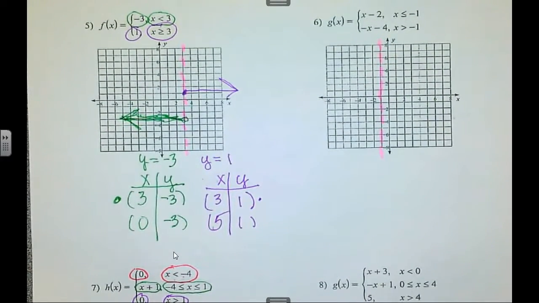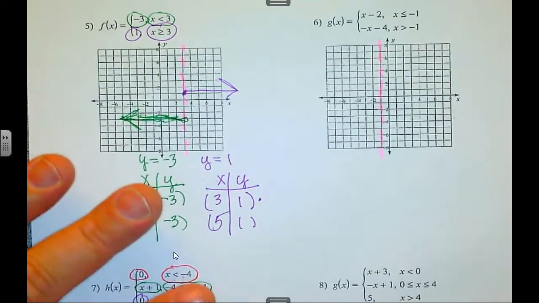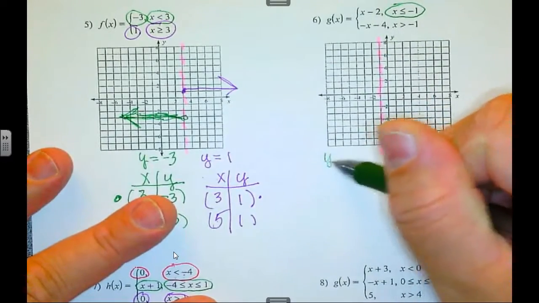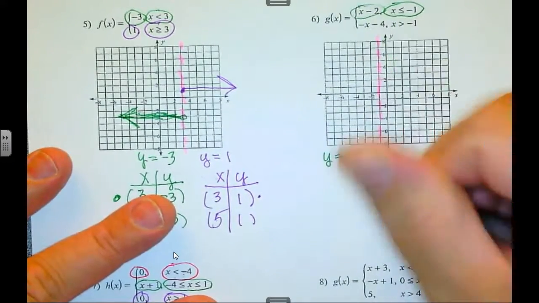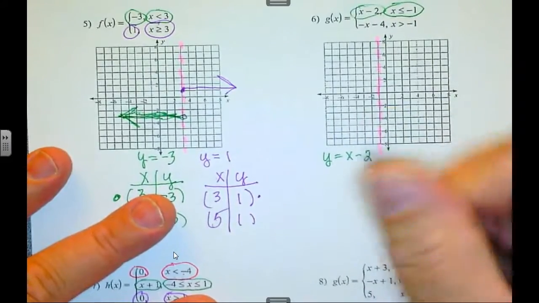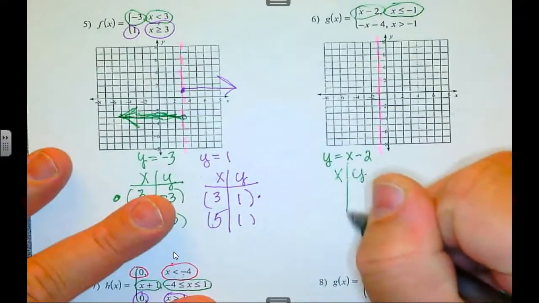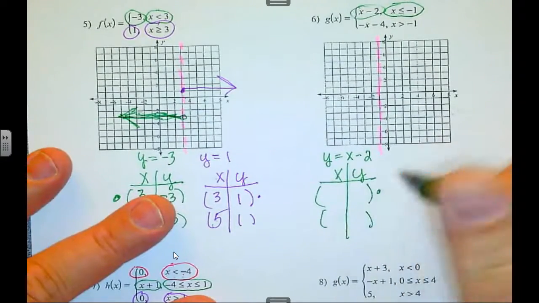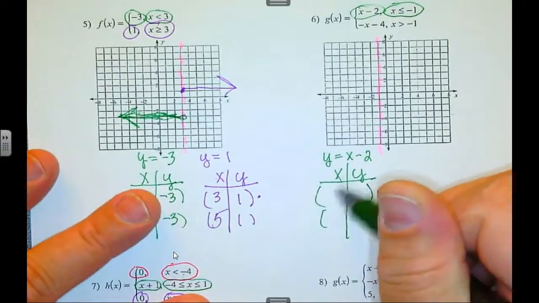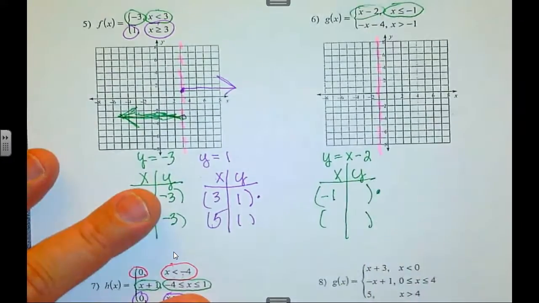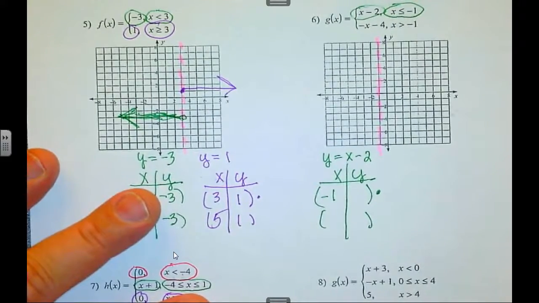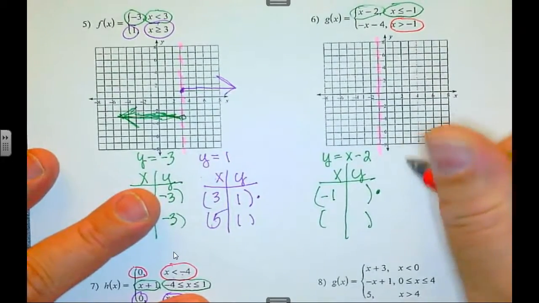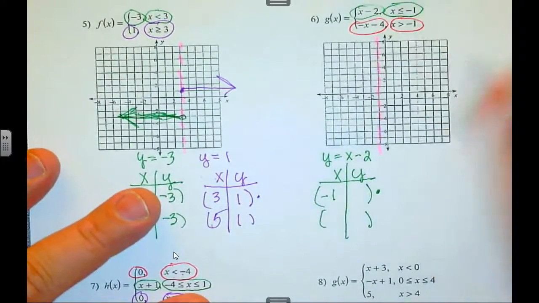Number 6. Less than or equal to negative 1, use x minus 2. Closed circle, it's got the equal sign. And then my x has to be negative 1 on this one. Greater than negative 1, sorry, I use negative x minus 4.